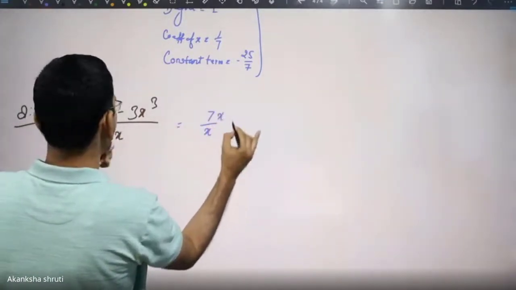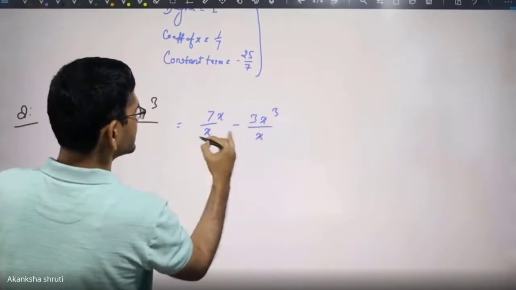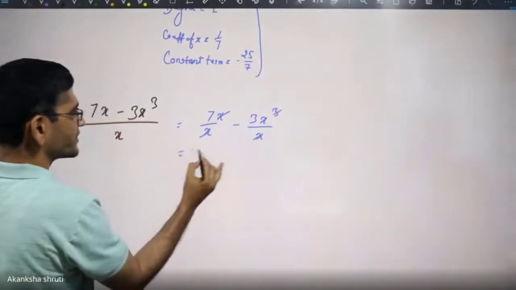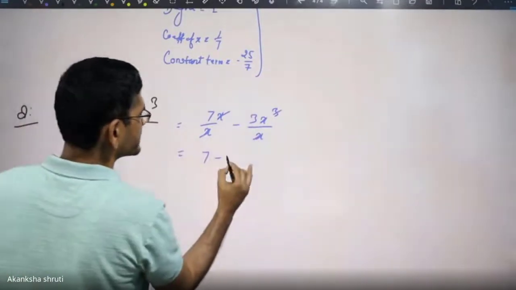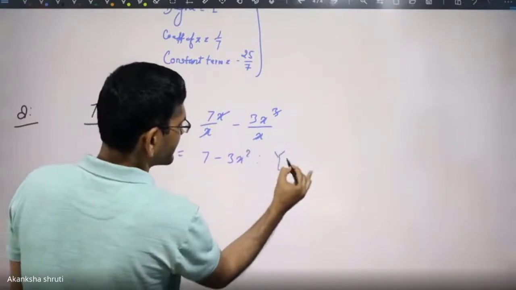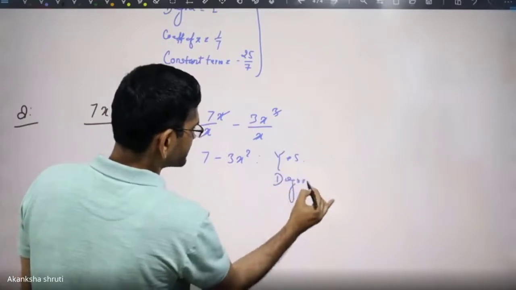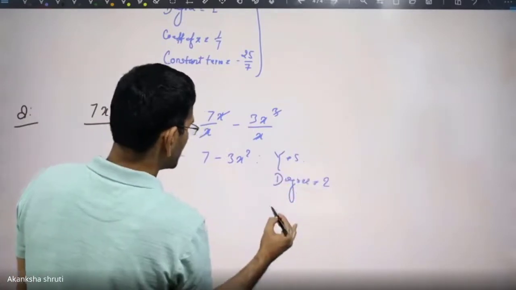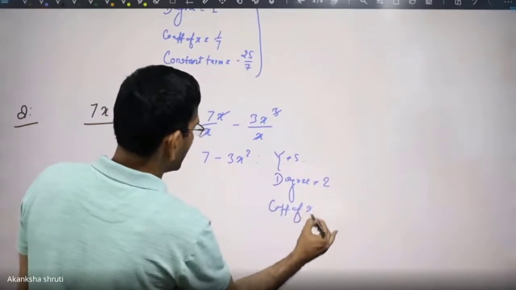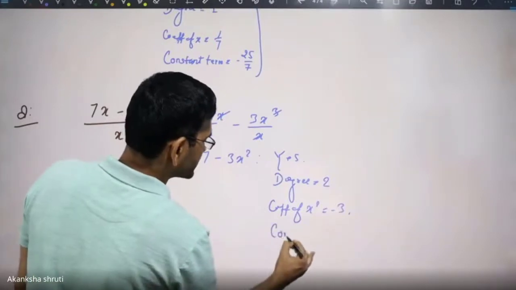7x by x minus 3x cube by x. This x can be cancelled provided x is not equal to 0. So it becomes 7 minus 3x square. So the answer will be yes. The degree will be 2. So the coefficient of x square is minus 3 and the constant term is 7.